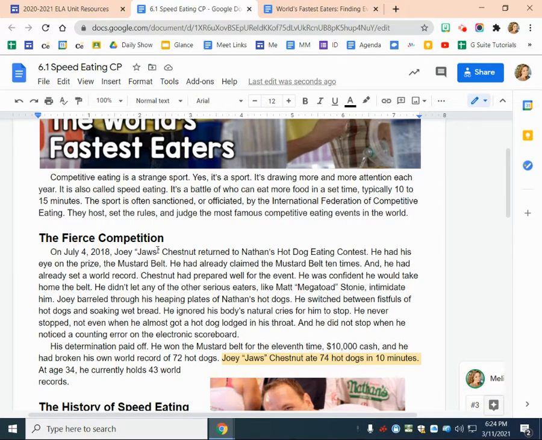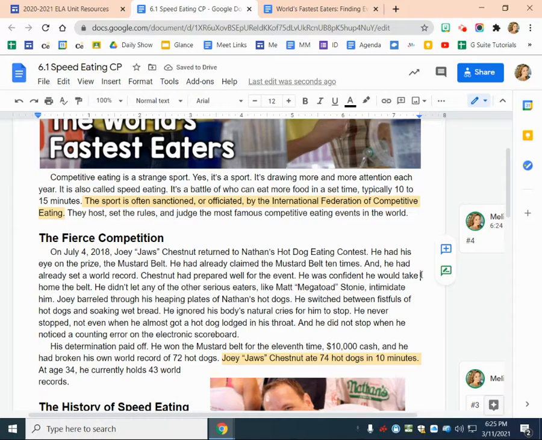So if we go up to the introduction, and skimming, it is describing what speed eating is, and then it says the sport is often sanctioned or officiated, that's what that word means, by the International Federation of Competitive Eating. So that sentence defines the word sanctioned. So we're going to add that as number 4.